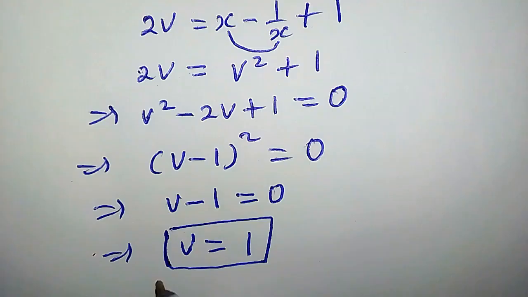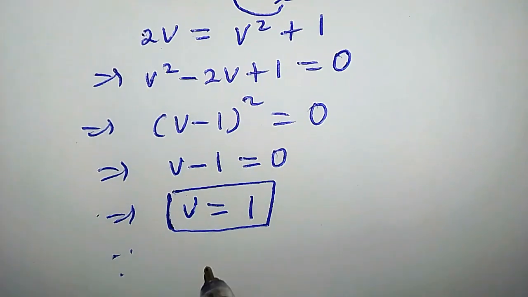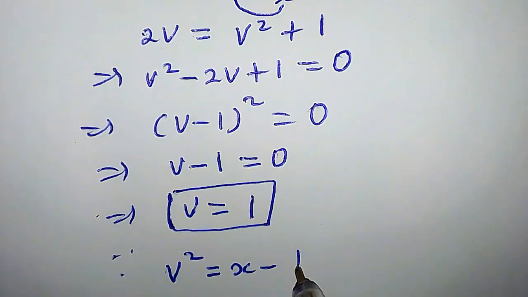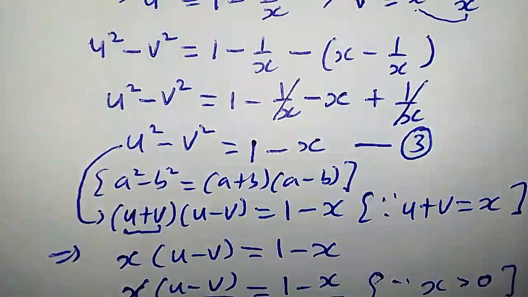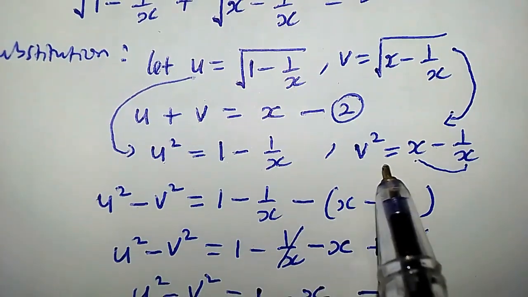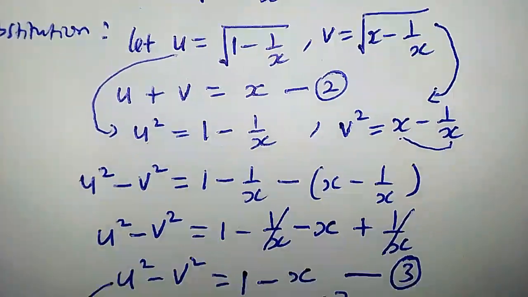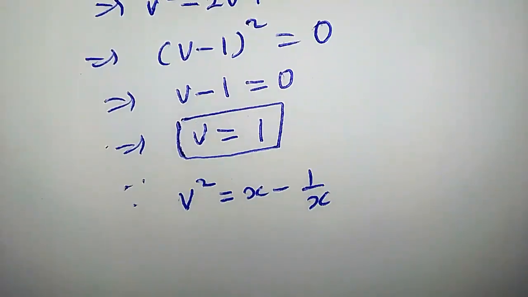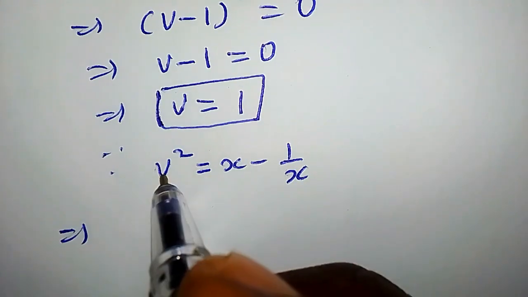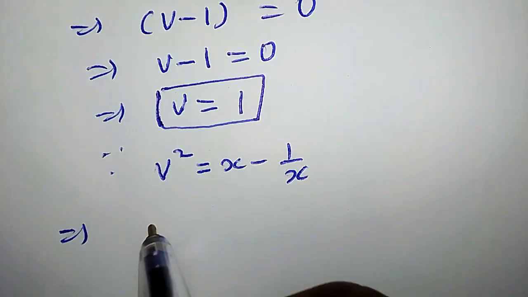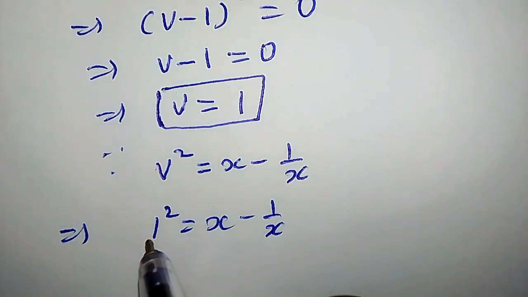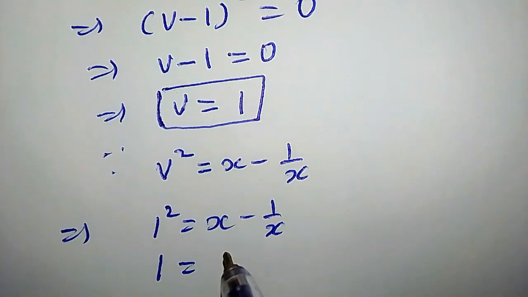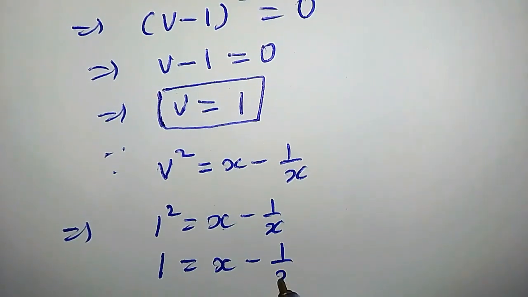But that's not the end of the solution. So now, since we know that v square is equal to x minus 1 over x, let me show you where we got this. It's from this line. So let's continue. This implies that, what is v? v is equal to 1. So we have 1 square equal to x minus 1 over x. What is 1 square? That is simply 1 equal to x minus 1 over x.